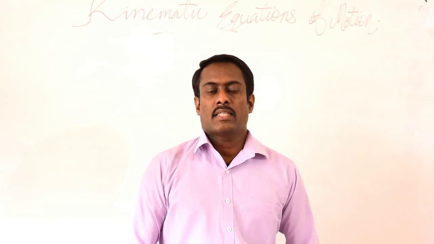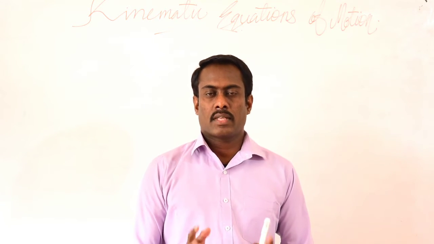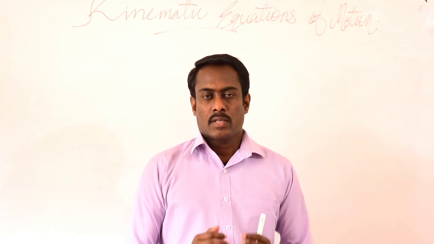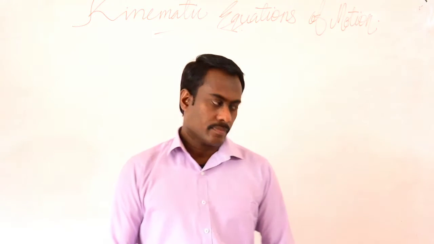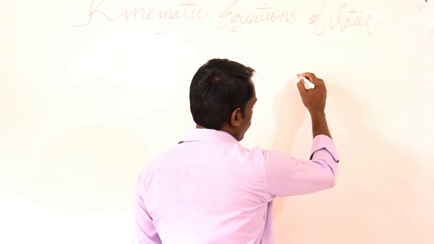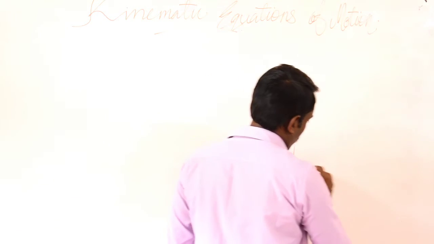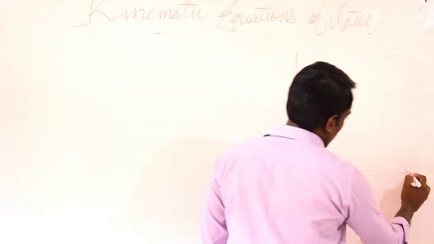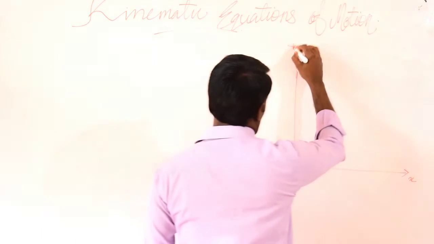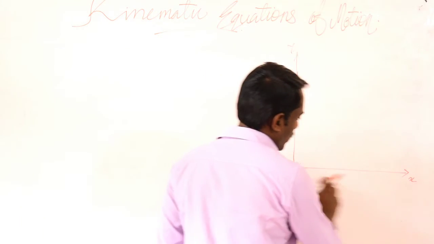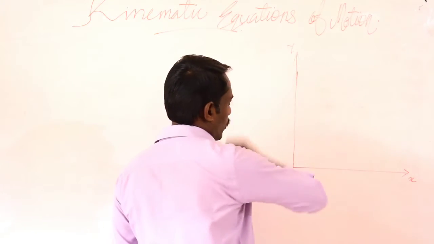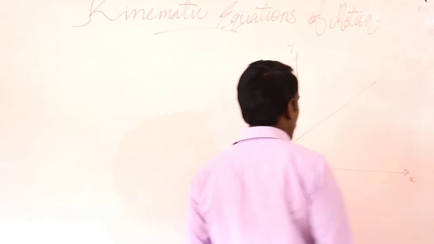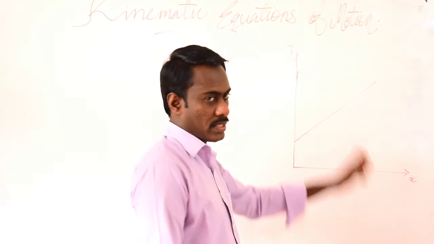Now we have seen the mathematical expression of the three equations of motion. And now we are going to derive the same equations of motion by the graphical method. So let us have a graph, with the time axis and the position axis. We have the object moving with a uniform velocity. So this is the velocity graph.